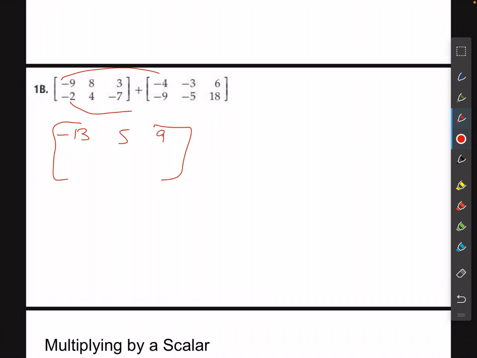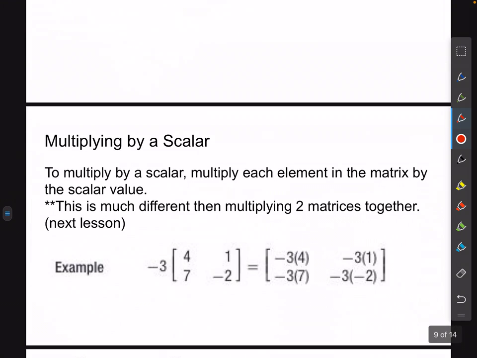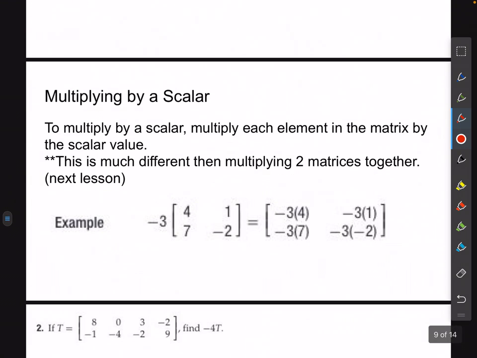Then we're going to go down below here. -2 plus -9 gives me -11. 4 plus -5 gives me -1. And -7 plus 18 gives me 11. Okay, so it's as easy as that. Then moving into the next example, you guys, we're going to multiply by a scalar.